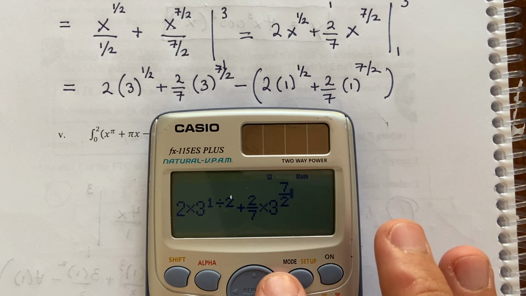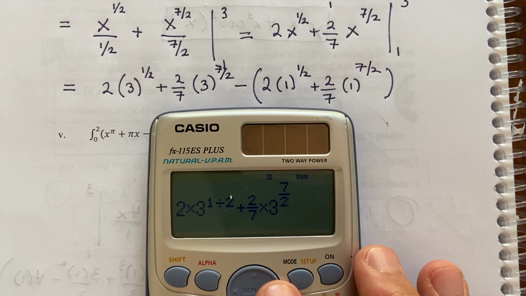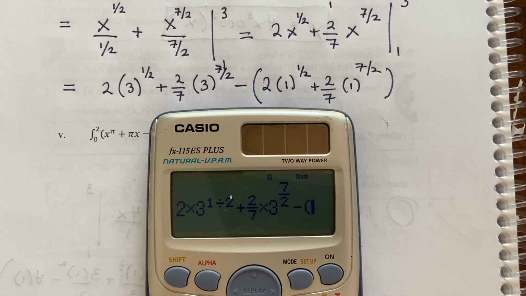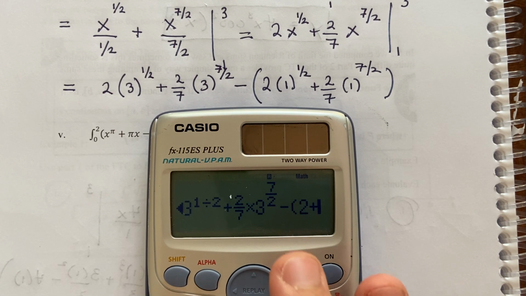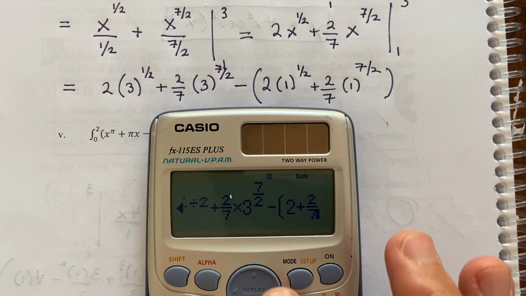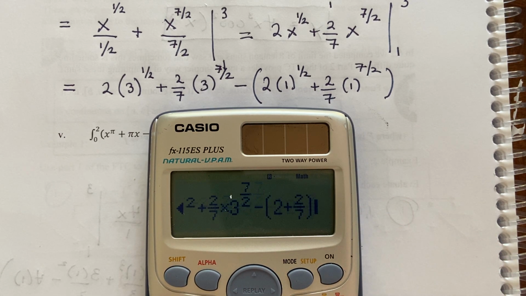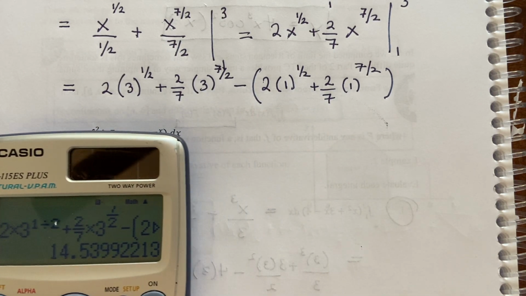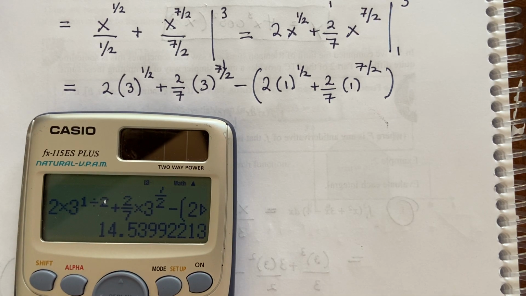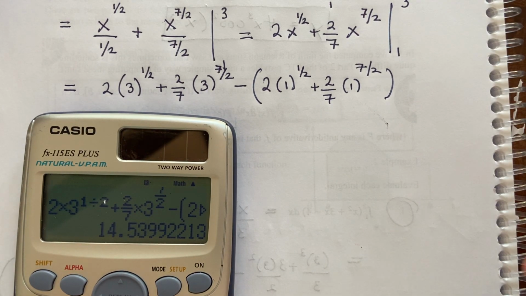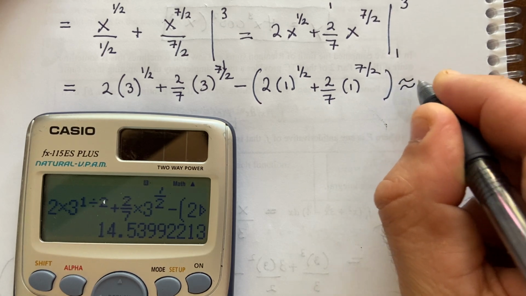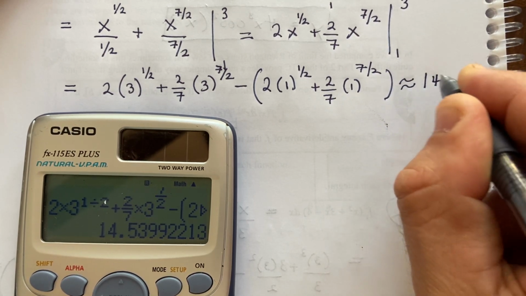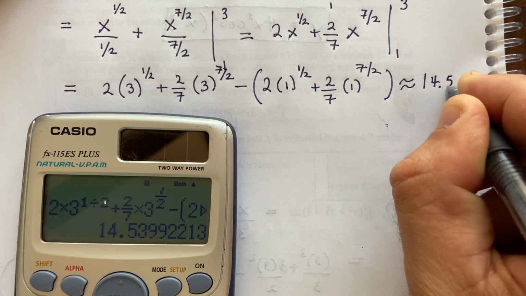minus, oops, not minus yet. So minus parentheses, that'll just be a 2 plus 2/7. So yeah, it's giving me this kind of strange decimal. If this were a problem on a test, it'd probably say round to 3 decimals or 2 decimals or something. I'll just round to 2 decimals and say it's about 14.54.